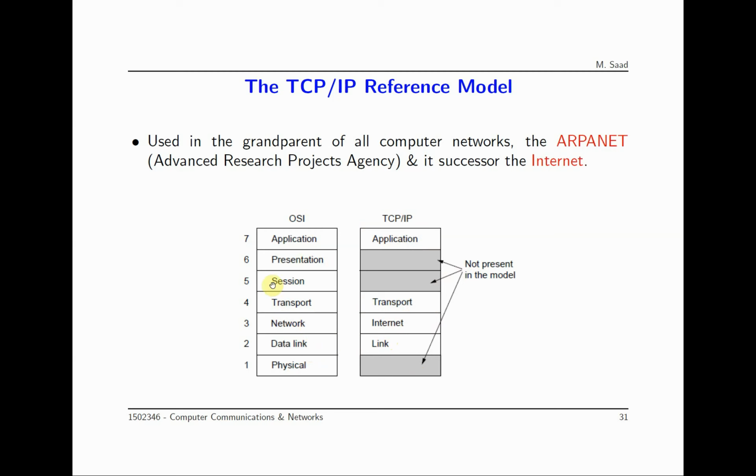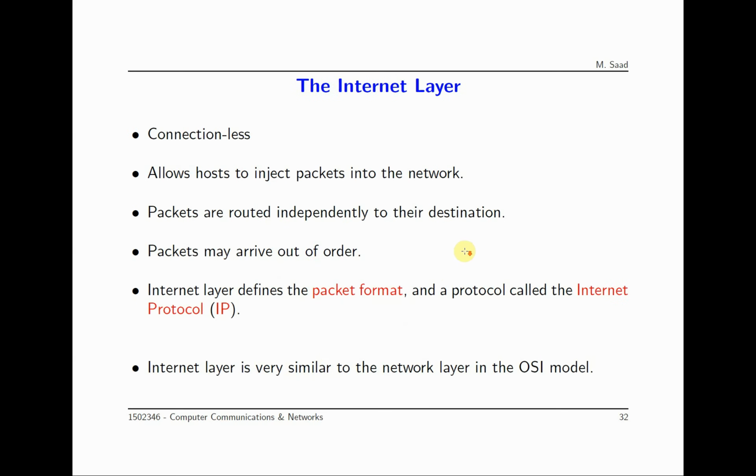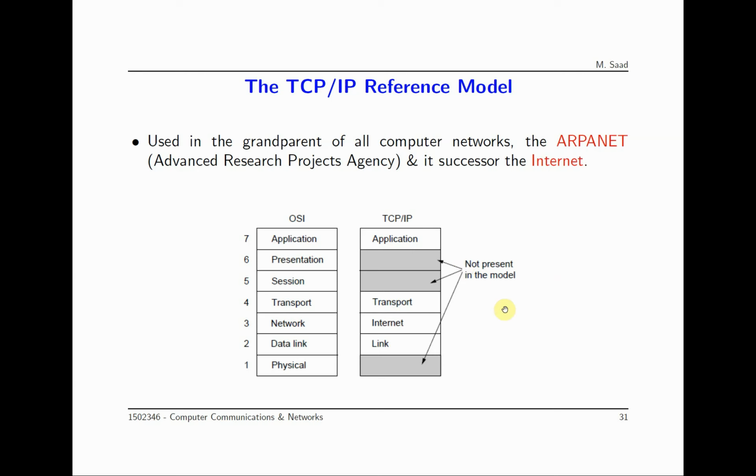So session and presentation are not available simply because the tasks that were originally intended for session and presentation layer are done by the other layers. So that's why these two layers are not available. So again, we have a one-to-one correspondence between these layers. So link is equivalent to physical and data link, internet, network, transport, application. However, still we have some extra details that we can cover, and that's why pretty much for each one of these layers, we have a slide that talks about the layer.